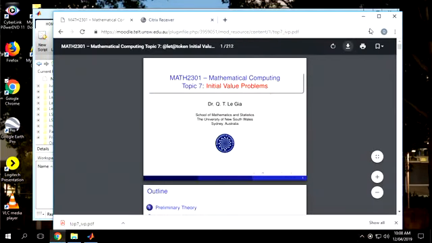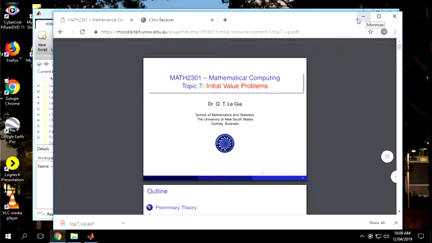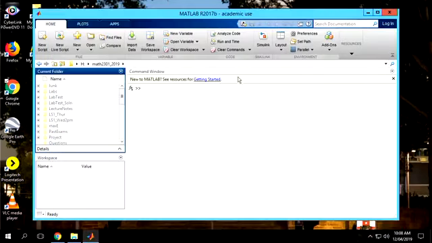Last week we were talking about the Euler method. We started talking about the Euler method. So I will show you how to implement this Euler method.